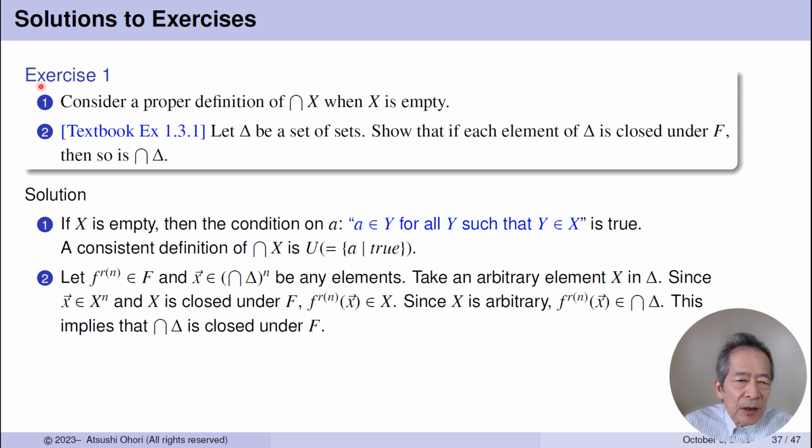So I gave this exercise in the video lecture 2. Exercise 1, consisting of 2 questions. First is this one. Consider a proper definition of big intersection X when X is empty. In the previous lecture, this definition is restricted to non-empty X. So this question asks you to generalize the definition. This exercise only asks you to consider a proper definition, so any consideration would be fine.